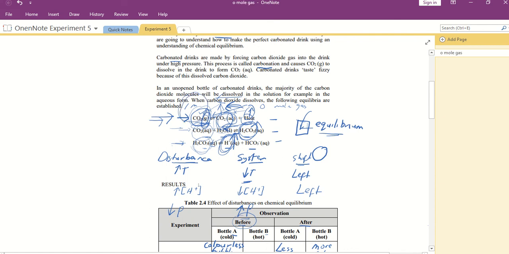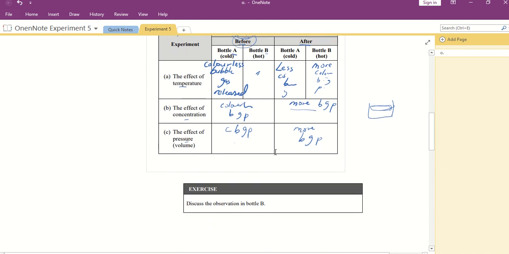When it produces more gas, it can increase the pressure. Itulah yang dia nak, increase the pressure. So the shift here is to the left. By shifting to the left, it will produce CO2 in gas. So that's why we observe more bubble gas produced when we put the drink in a glass.